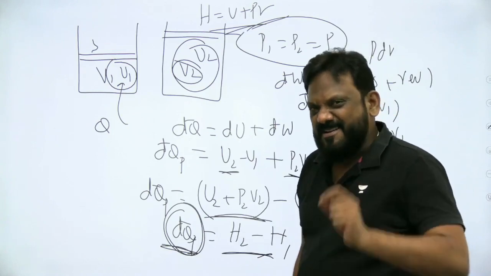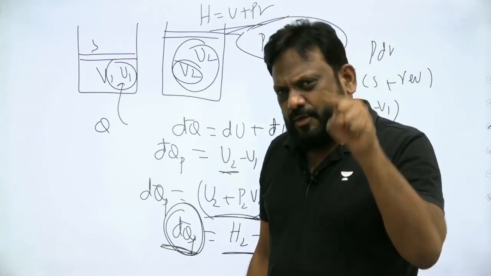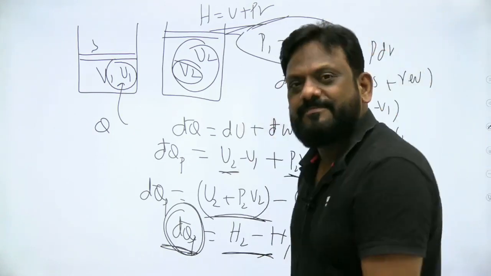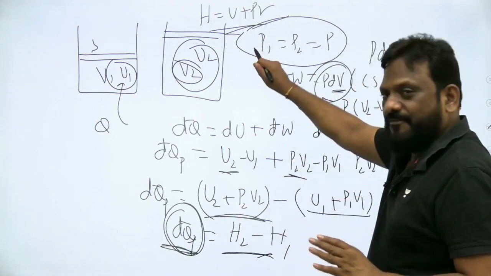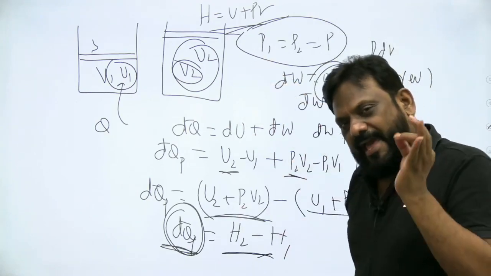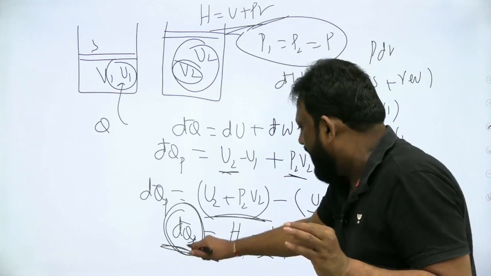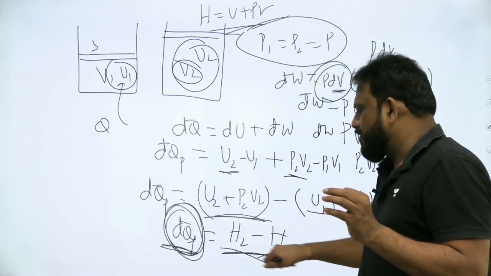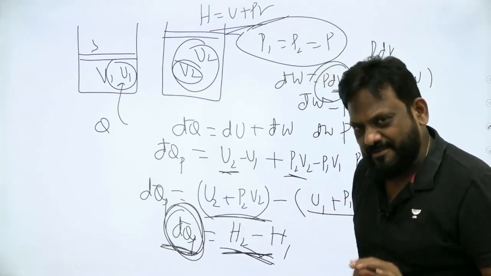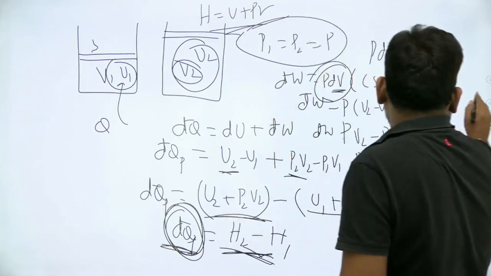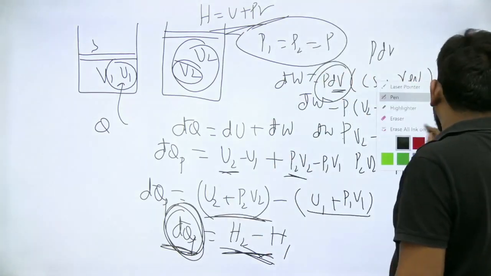Now see the beauty. Till now I took reversible. Now I'll take irreversible. Closed system reversible we have discussed. So H is equal to U plus PV I can use for the heat transfer in a closed system, reversible. Just now you have seen. Now let us take irreversible. Dear students, let us take irreversible and see whether I get the same or not.